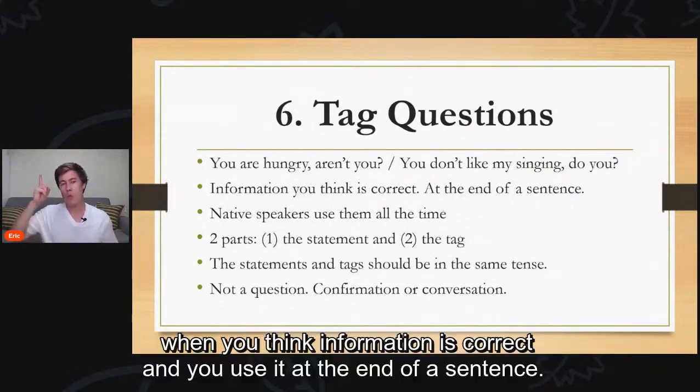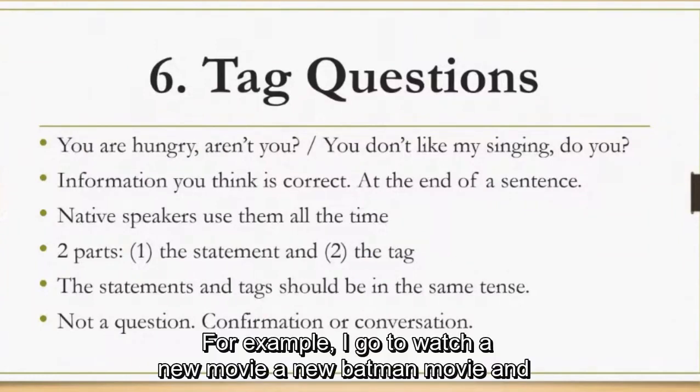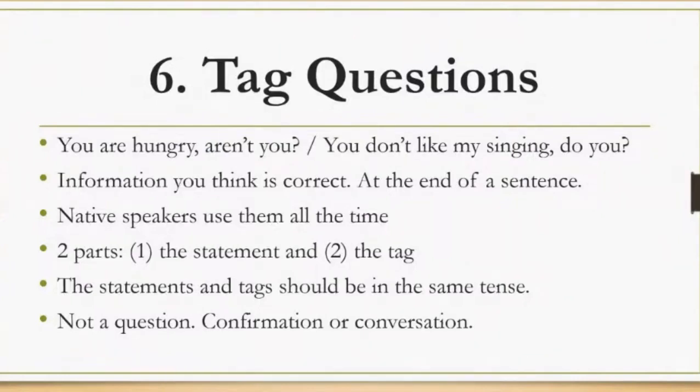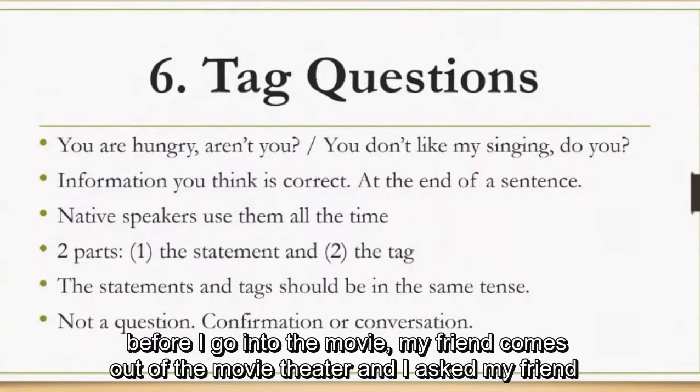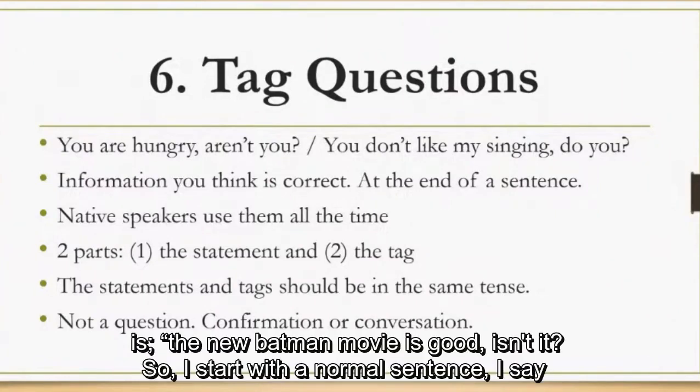It is when you think information is correct and you use it at the end of a sentence. For example, I go to watch a new movie, a new Batman movie. And before I go into the movie, my friend comes out of the movie theater. And I ask my friend, the new Batman movie is good, isn't it?